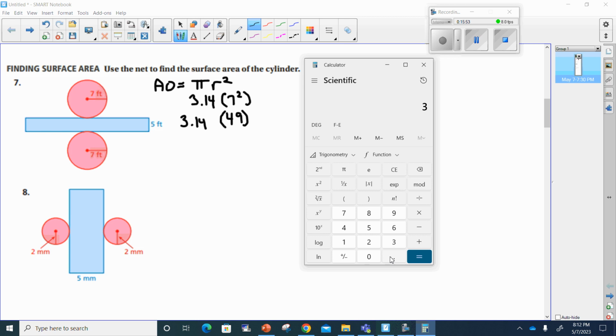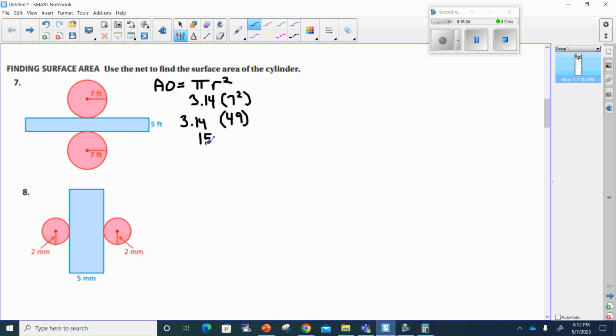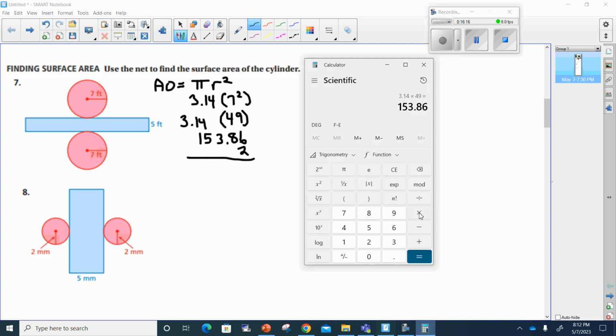3.14 times 49 gives us 153.86. Now remember, that's just the area of one circle. So we're going to have to multiply this by 2 to get the area of both of these circles combined. So I'm going to take my answer and multiply it by 2. That's going to give me 307.72.